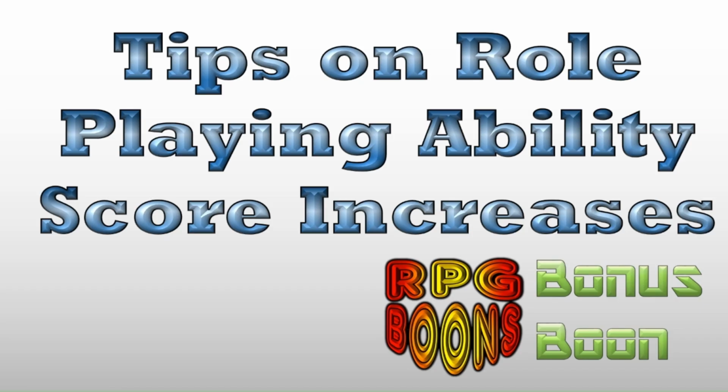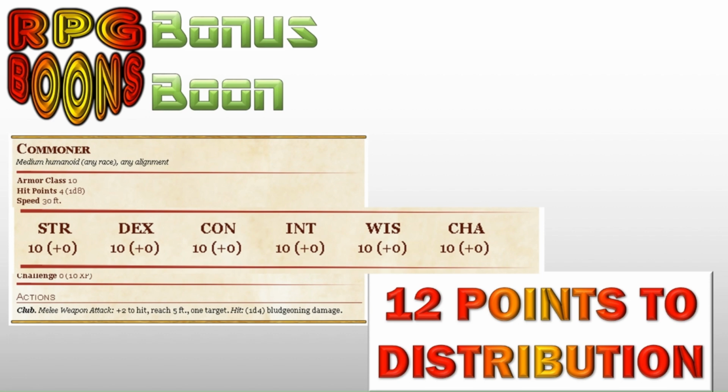Today, I want to give you some tips on roleplay for your ability scores and introduce you to a 12-point distribution system that I use for my games that I think is better than the current standard array and I think your players will love.